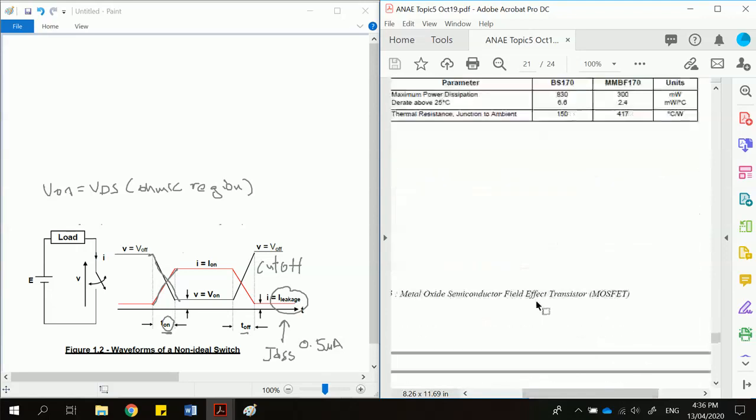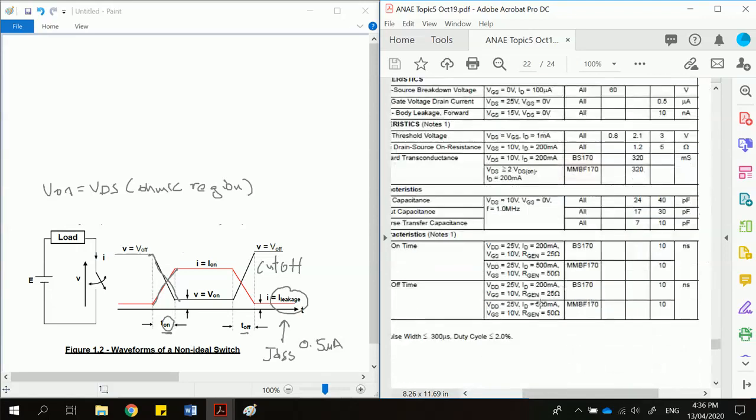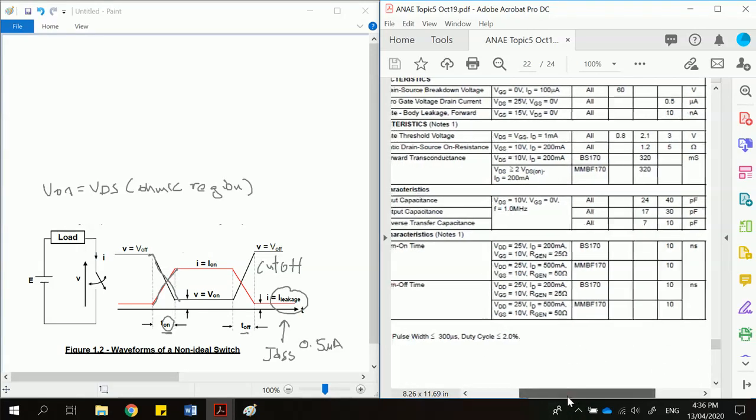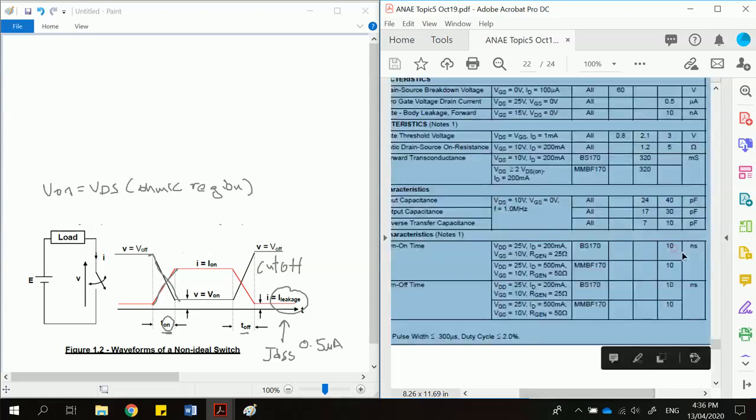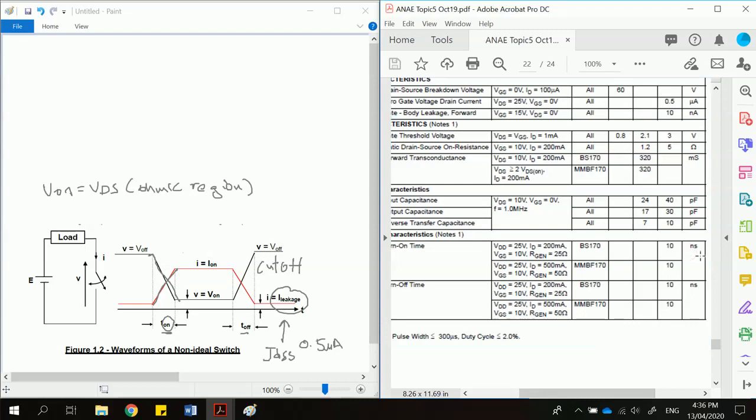So going back to our T on for this component, it is actually 10 nanoseconds. Students, nanoseconds is 10 to the power of -9. So we are talking about this switch completing the turn on at 10 nanosecond, for it to completely turn on.